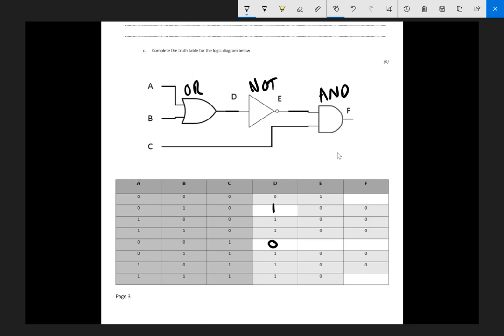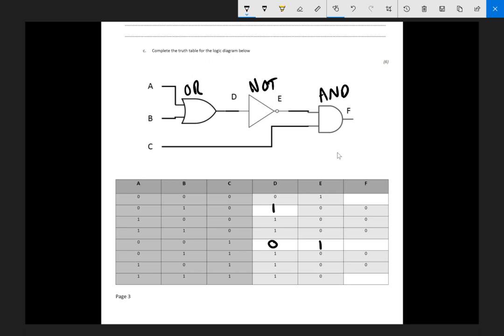Now let's look at the next gate, the NOT gate. The NOT gate's only got one input, which is connected to D, and the output for our NOT gate is connected to E. So with a NOT gate, the output is just the inverse, the opposite of the input. So let's check and see if that makes sense. 1 is the opposite of 0, 0 is the opposite of 1. That makes sense. Let's go to where we've got a gap. The output is going to be the opposite of the input, so we put a 1 in here. So now we've done 2 out of the 3 logic gates. We've just got one more to go.